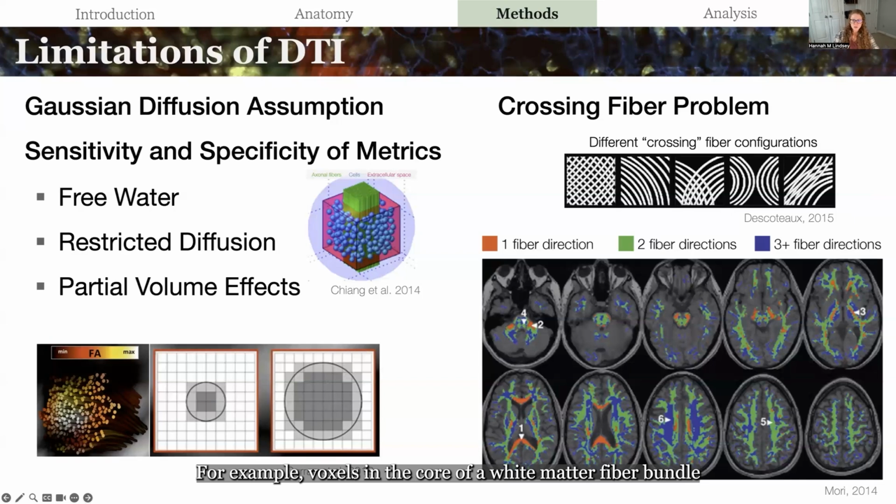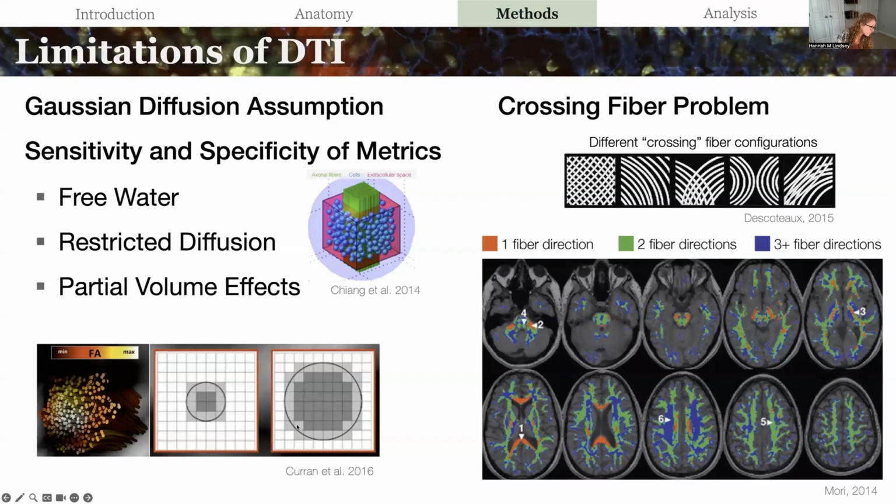For example, voxels in the core of a white matter fiber bundle are less affected by partial volume effects and have a higher FA, while those at the edges of the bundle show reduced FA due to the contribution from surrounding tissues. In this image here, these are all only influenced by the white matter, and so they're going to have a high FA, whereas these other ones have some contribution from other tissue types. And that's why when you look at the fiber bundle here, the inside is higher and the outside is lower.